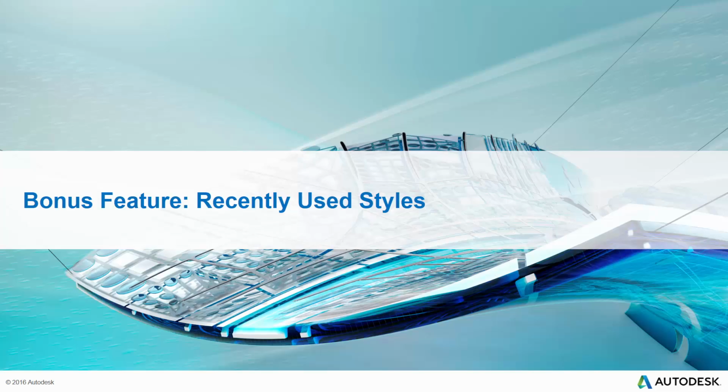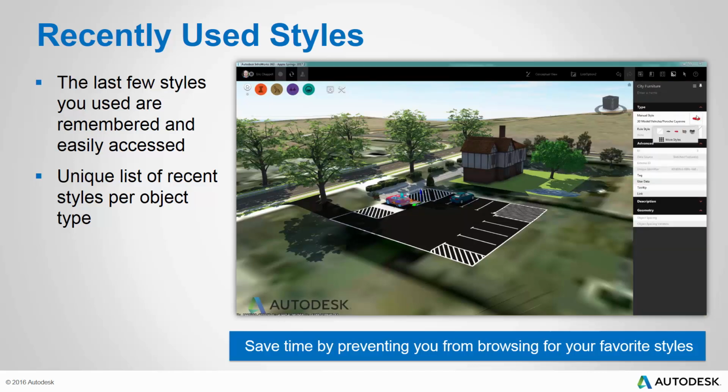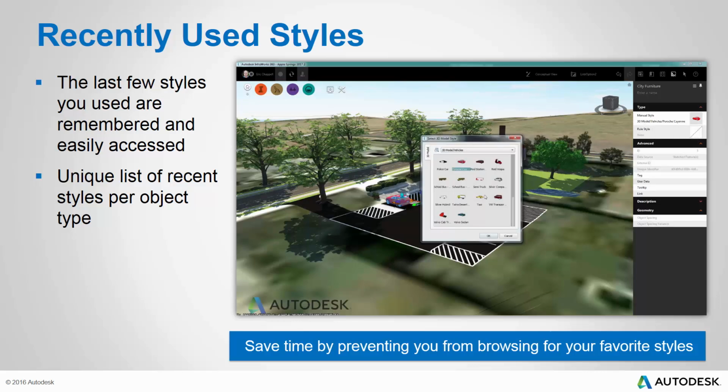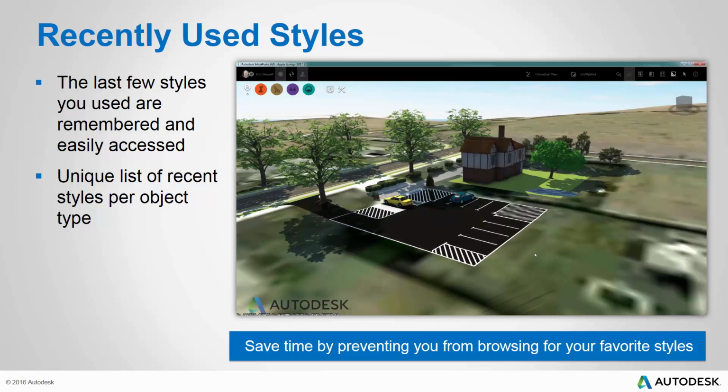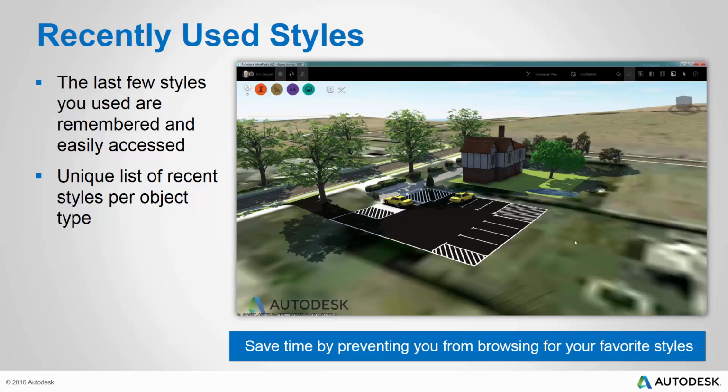As promised, I'm happy to announce a bonus feature in InfraWorks 360, recently used styles. The new release of InfraWorks 360 saves you time by always remembering the last few styles that you've used. Let's see how it works. I'm going to click this car and change the style of it to, say, a taxi. Then when I go to change the style of the car nearby, that taxi style is remembered and placed in this list of most recent styles. So now I don't have to browse for it to find it once again.